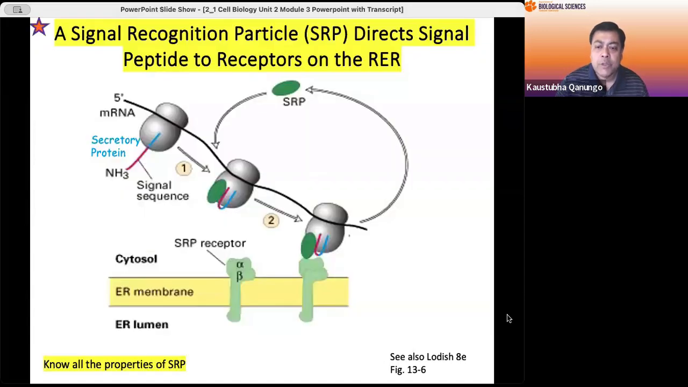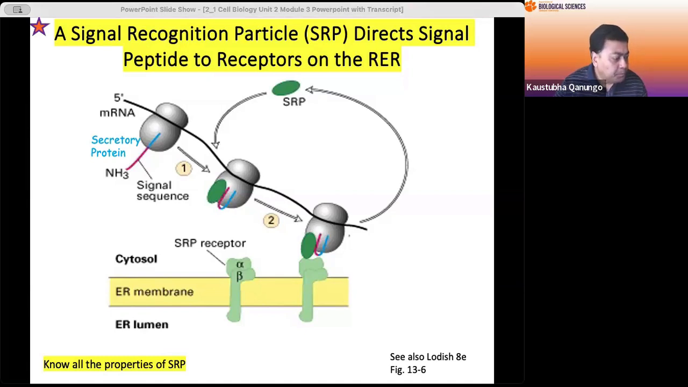All right. So after that, we just saw that the translating ribosome is brought onto the ER membrane, and co-translational translation happens. But who brings it, how is it brought, and what is going on? We are going into the molecular mechanism of that. And here we need some detail.